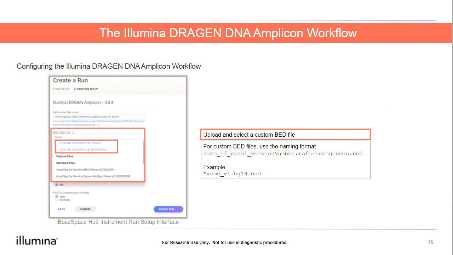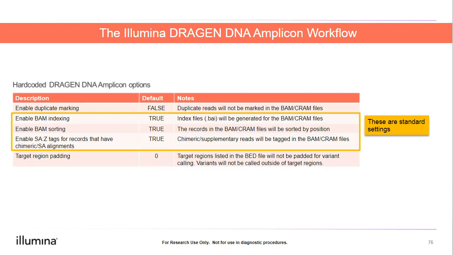From the target regions drop-down, you can either select a preloaded standard bed file or upload and select a custom bed file. It is important to note that for analysis, the bed file must be based on the same genome build that was selected in the reference genome dropdown, for example, HG19 or HG38. These are the hard-coded settings for DRAGEN DNA Amplicon. And please note that the enable duplicate marking is false.